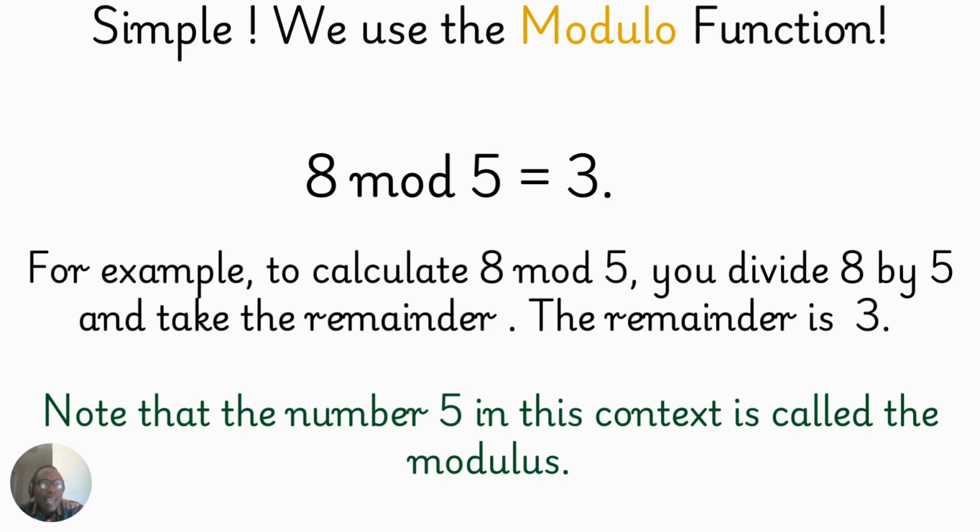Let us look at 8 mod 5. Now, 8 mod 5 gives us 3 because the modulo function is only interested in the remainder of the division operation between the two numbers. So essentially what you are doing is 8 divided by 5, which is essentially 1, but you have remainder 3. And it is that remainder 3 that you're going to write down as the answer to the modulo function.